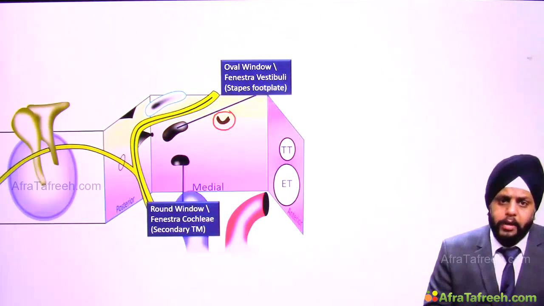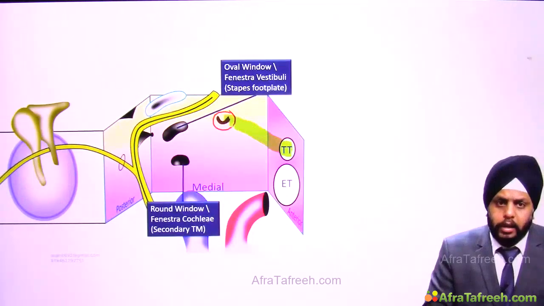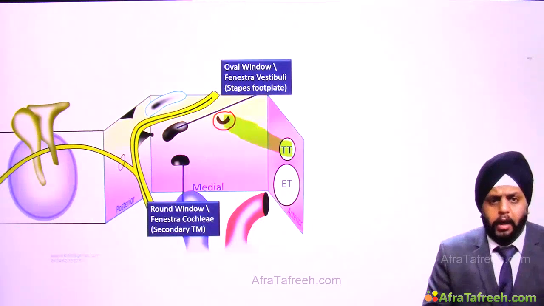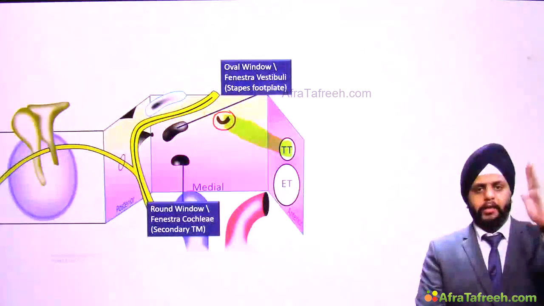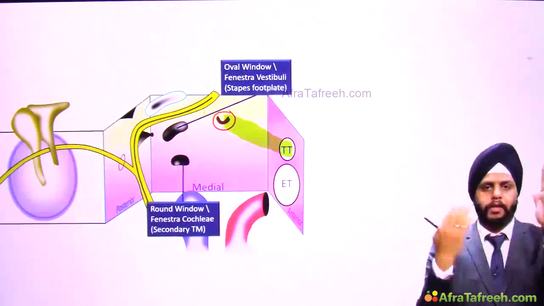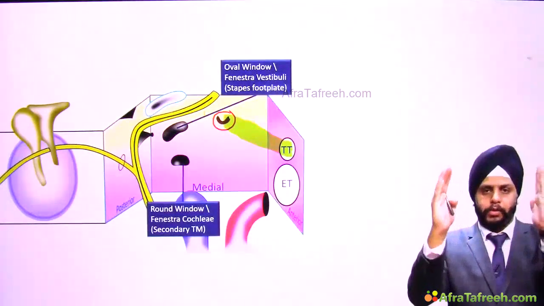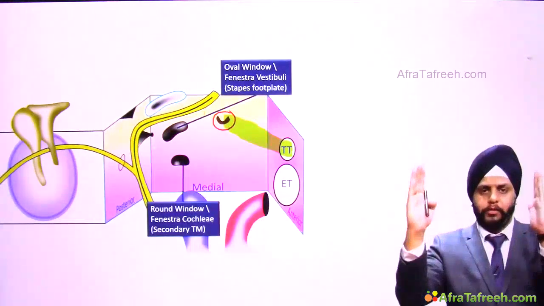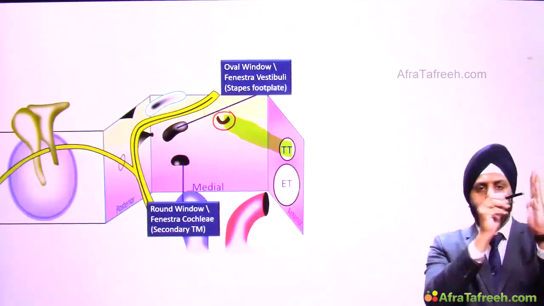Now from this comes the tensor tympani muscle. So you see this tensor tympani muscle, now I am drawing this tensor tympani muscle. It comes from the anterior wall and it goes to the processus cochleariformis. And at the processus cochleariformis, it takes a turn. So let's say this over here is the anterior wall. We have the anterior wall, we have the medial wall, we have the posterior wall. Now from here comes the tensor tympani muscle.